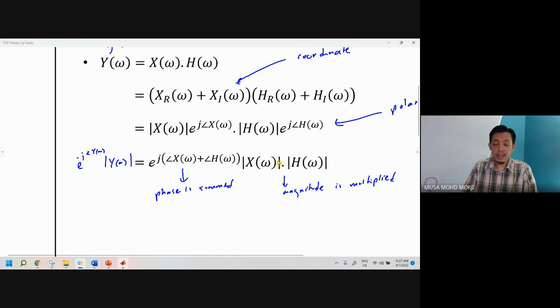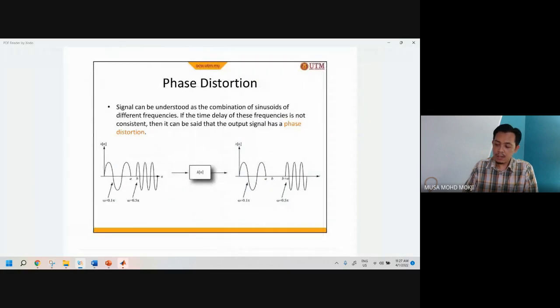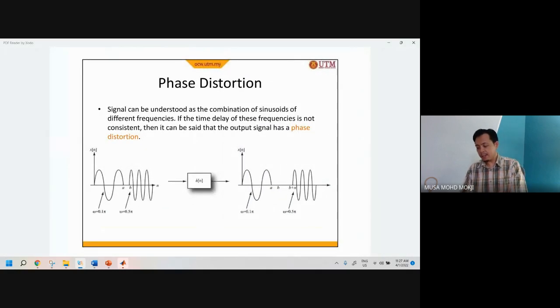But other than that, this is the effect on phase. What does the phase do to our signal? It will give a delay, right? Okay, actually this is the explanation of those things. And in phase systems, what we are actually concerned about is what we call phase distortion. So whenever we are designing a filter, we need to make sure that as much as possible it doesn't have phase distortion.